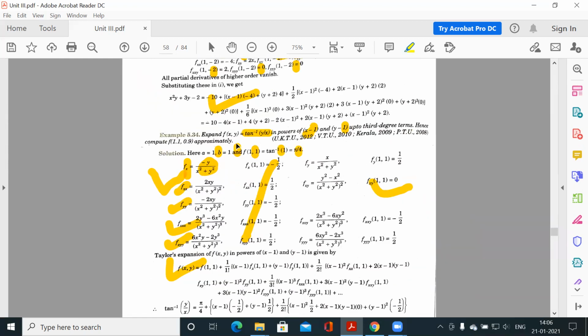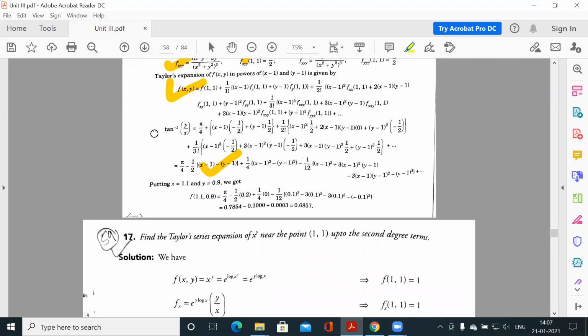Now hence evaluate at 1.1, 0.9. Once you have the expansion, this is tan inverse y over x. So you have to find out the value at 1.1, 0.9. Substitute 1.1 for x and 0.9 for y. This is your answer.